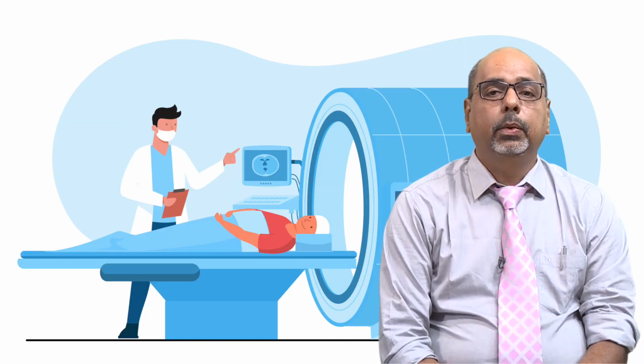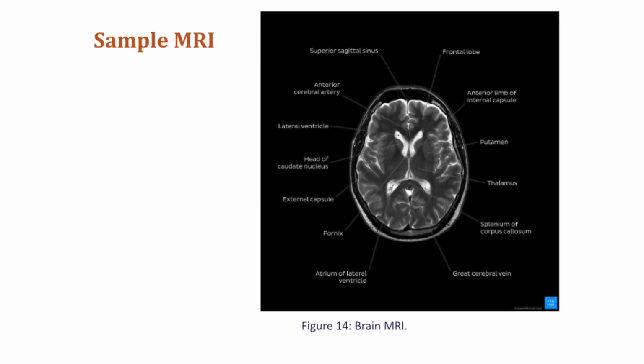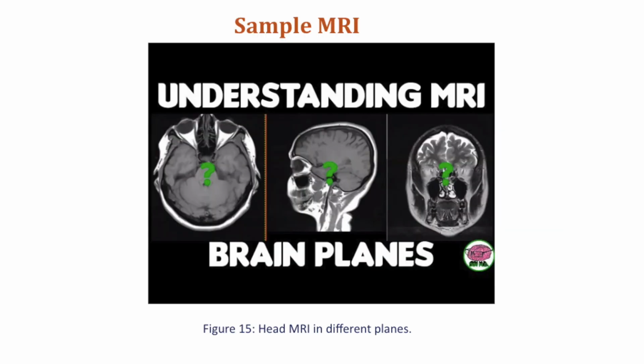Now, I am going to display some sample MRI images of different persons. Figure 14 is the MRI image of the brain for a normal case, in which different parts of the brain are mentioned. MRI obtained from the patient is compared with normal to detect any anomalies or abnormality. Figure 15 is the MRI image of the head taken in 3 different planes.